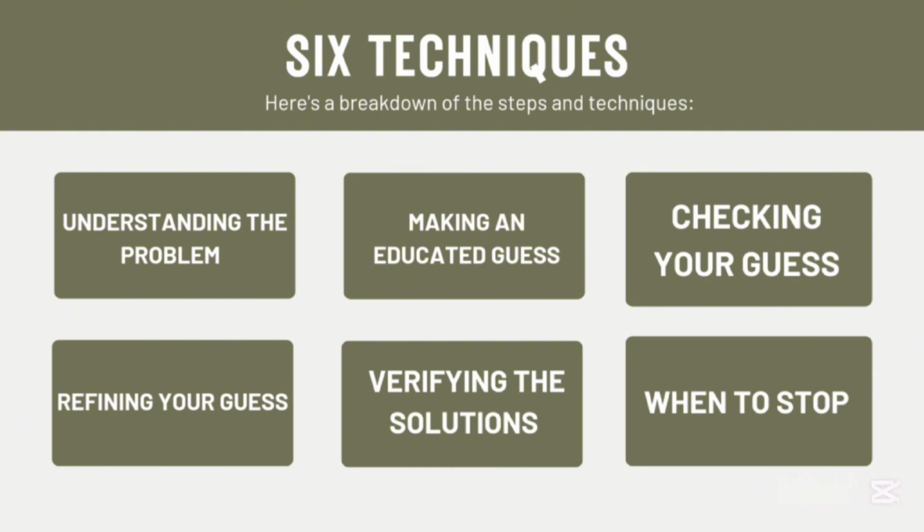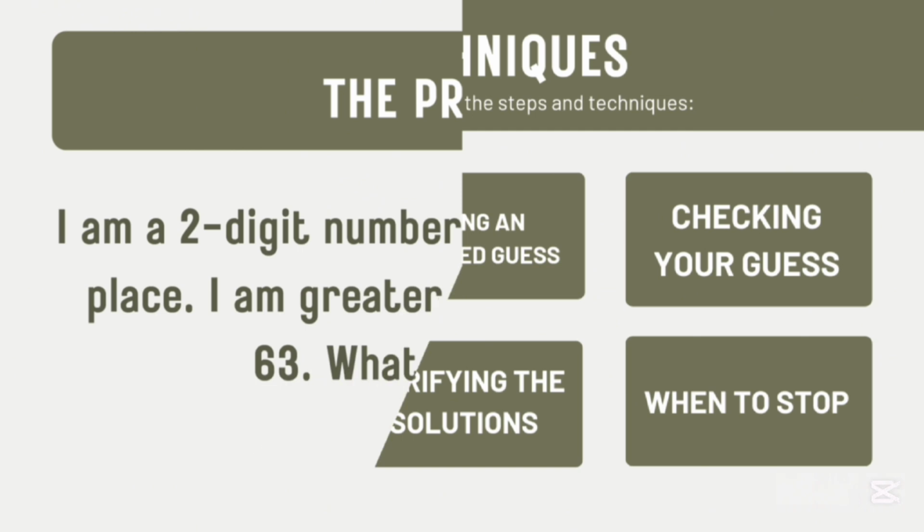And next, verifying the solution. Once you find a guess that satisfies all the conditions, double check your work to ensure accuracy. And last, there's no fixed number of guesses. Stop when you find a solution that works or when you've identified a pattern that indicates no solution exists. That's when to stop.